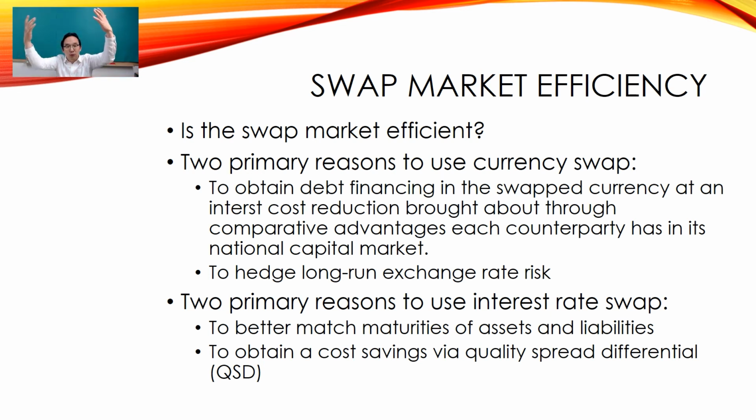It is a legitimate question. Two primary reasons to use a currency swap are to obtain debt financing in the swapped currency at an interest cost reduction brought about through the comparative advantage each counterparty has in its national capital market, and to hedge long-run exchange rate risk. And two primary reasons to use an interest rate swap are to better match maturities of assets and liabilities and to obtain a cost savings via quality spread differentials, or QSD, right?